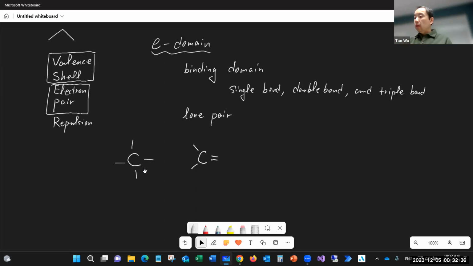You see? And if you have a carbon with a triple bond and 1 single bond over here, then it only has 2 electron domains. That makes this structure a linear shape. That makes sense, right? Because it only has 2 electron domains, it becomes a linear shape. So that's why you see the structure is different based on the different domains they have. Okay.